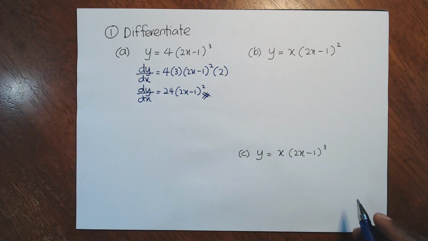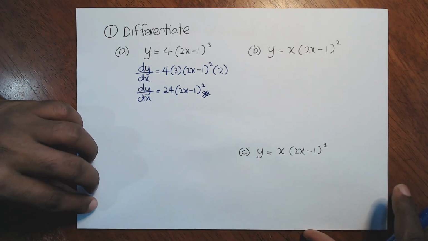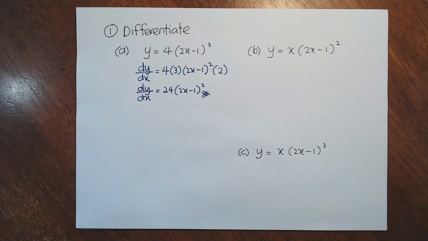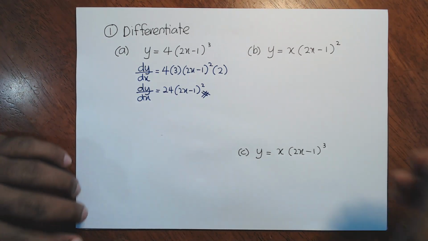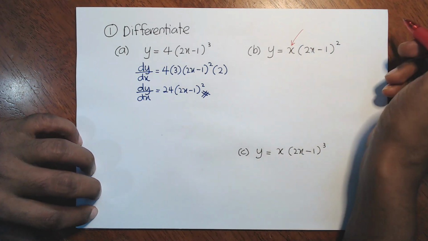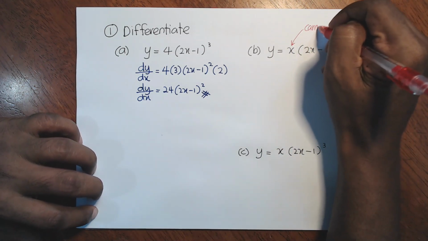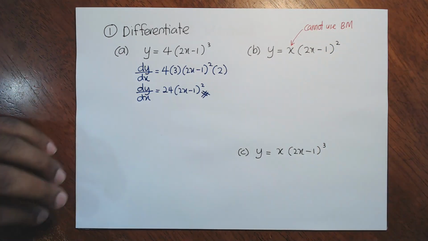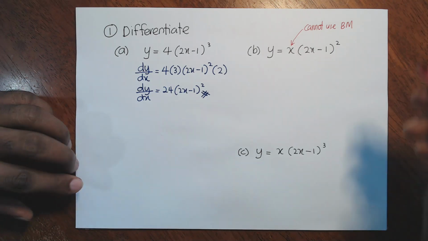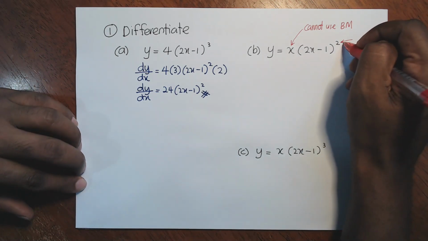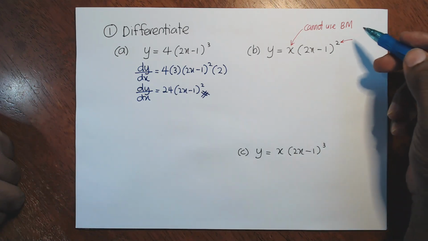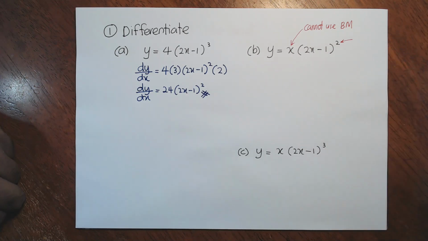So the bracket method is kind of good, right? But can we use the bracket method for question B here, right? We cannot use the bracket method because there is an x outside of the bracket, right? But luckily, you see in this question the power is only 2, right? Therefore we can expand this, right? Since we cannot use the bracket method, we expand it and then we differentiate it, right?